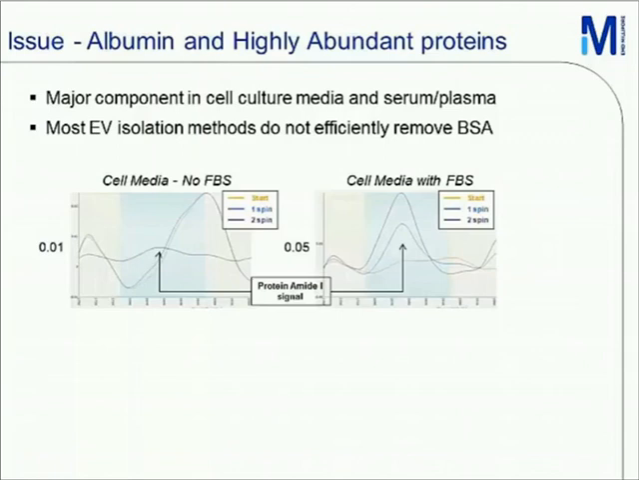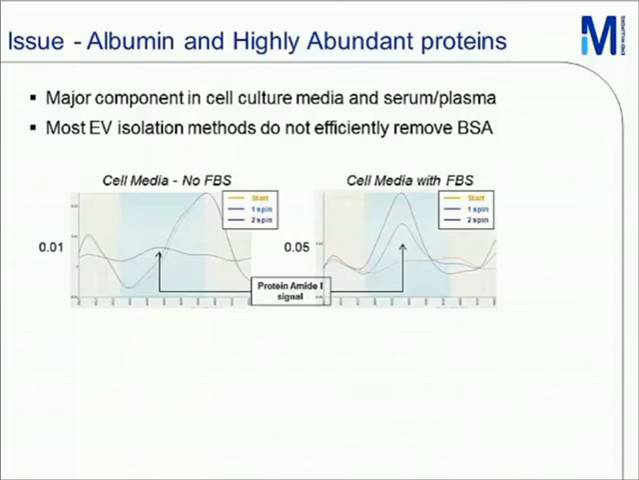To give you a quick example, these 2 graphs were derived using a direct detect spectrometer. We're looking at processing of an EV sample using the Amicon Ultra, where FBS was or was not present. The arrow denotes the protein amide-1 peak, which is used to determine protein concentration. As you can see on the right, albumin content completely dominates the signal.